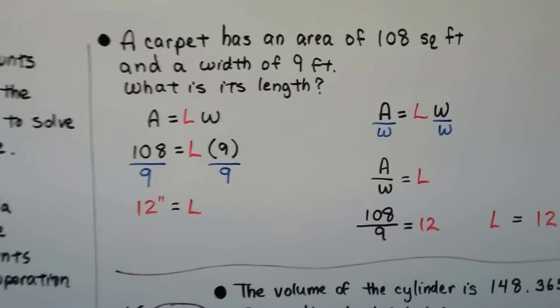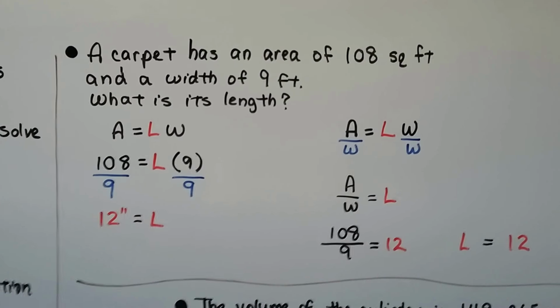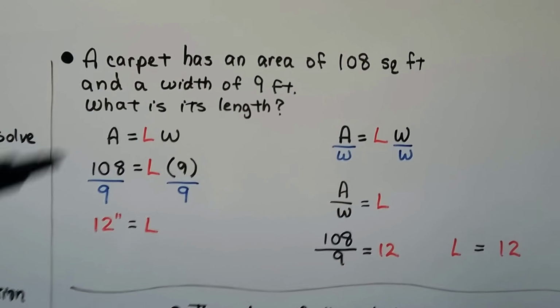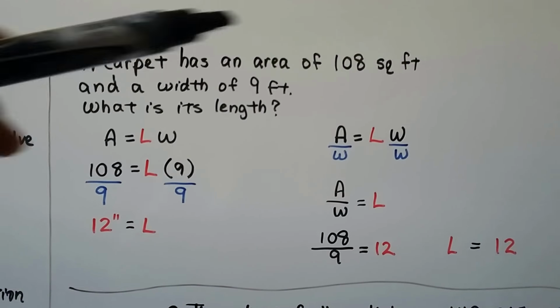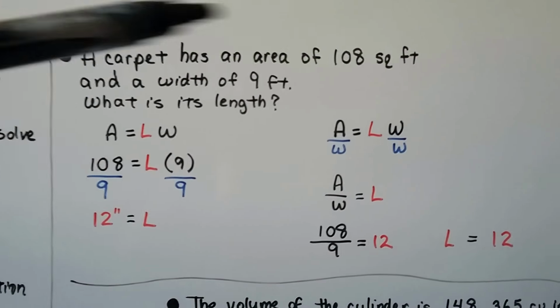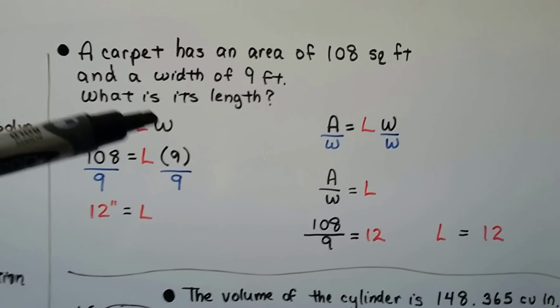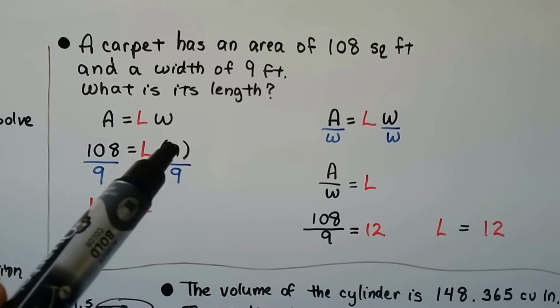A carpet has an area of 108 square feet and a width of 9 feet. What is its length? Well, the area of a rectangle is area equals length times width. We put in what we know. The area is 108. We don't know what the length is. That's what we need to find, but the width is 9. So now we have 108 equals L times 9.